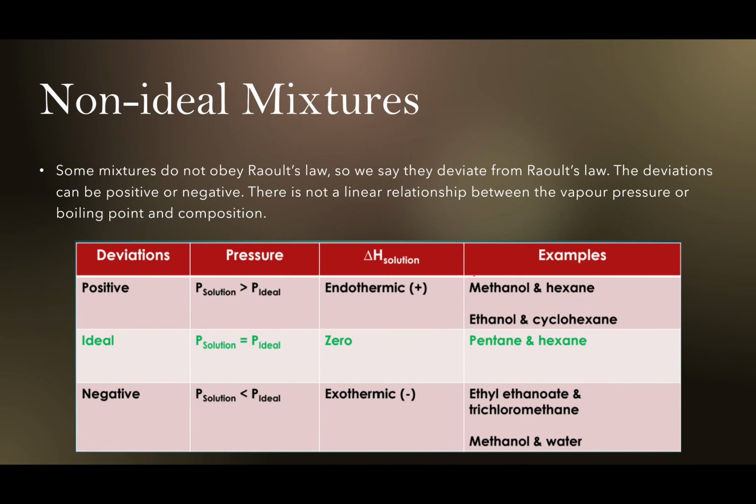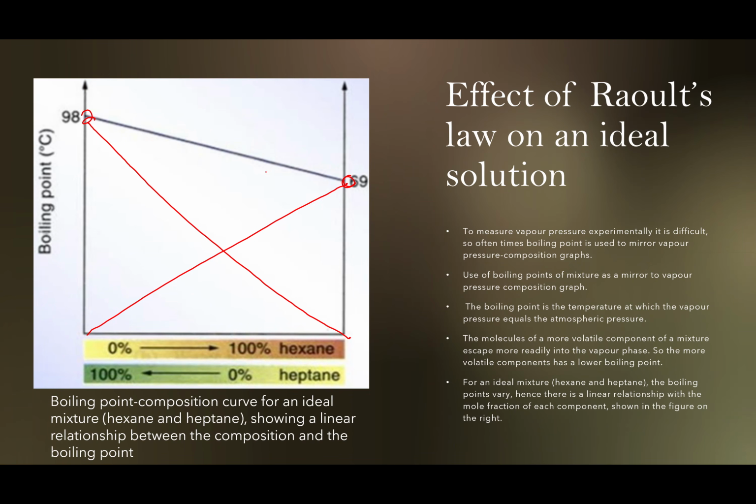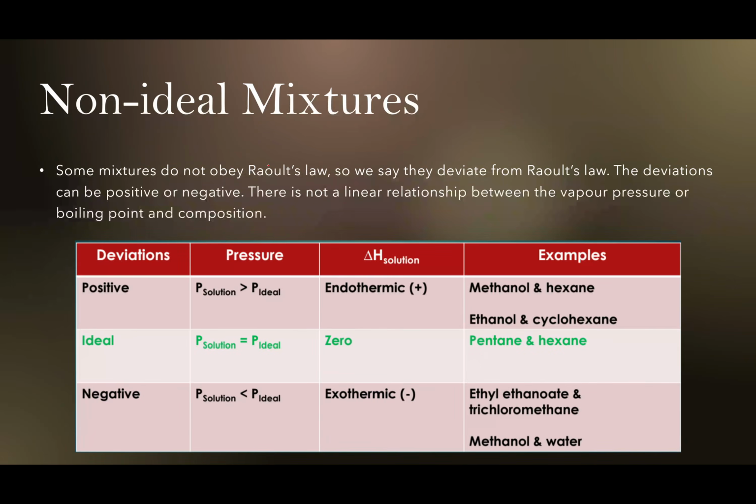All right. So non-ideal mixtures now. Some mixtures do not obey Raoult's law like this, so we say that they deviate from Raoult's law. The deviations can be positive or negative. So there is not a linear relationship between the vapor pressure or the boiling point and composition, meaning that we're not going to get graphs that look like this. If it's linear like this, it obeys Raoult's law. If it does not, then obviously it's not ideal at all. Only ideal solutions create this straight linear relationship. So what happens if it's not?